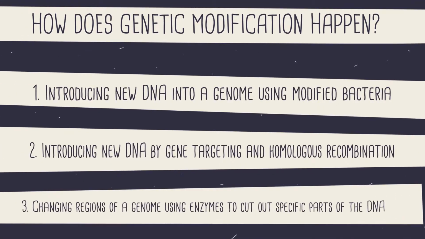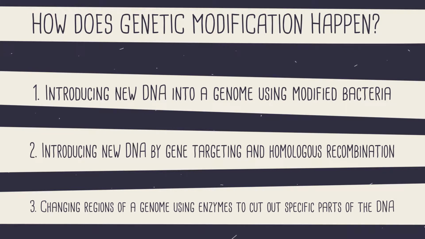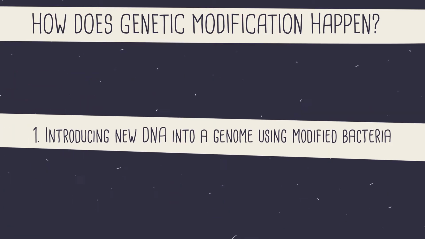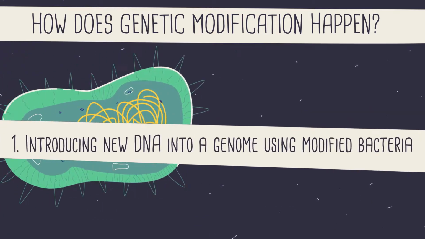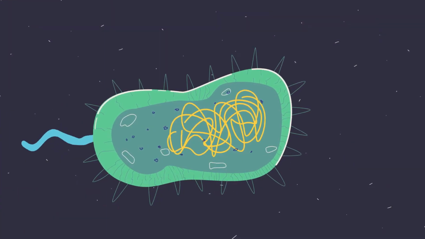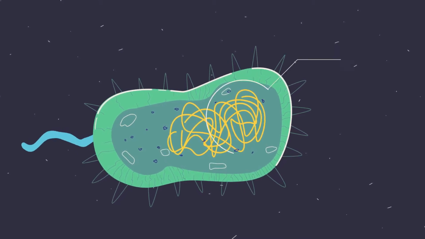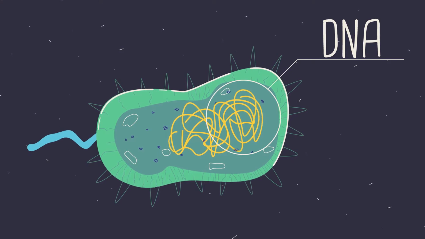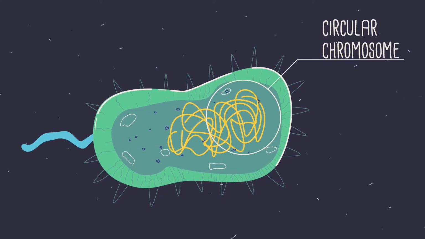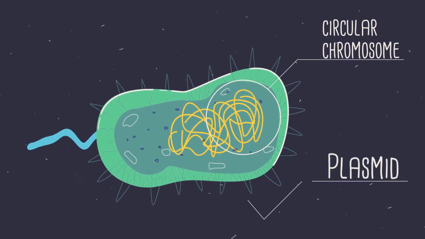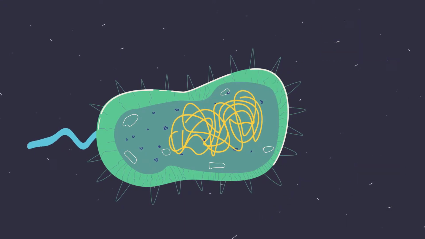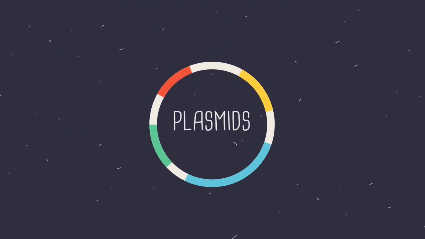The short answer is, there are a couple of different ways. There are several techniques that can be used to modify a genome, but the main one relies on bacteria. Bacteria are single-celled organisms that don't have a nucleus like our cells, but instead have one main circle of DNA called the circular chromosome and lots of tiny circles of DNA called plasmids. In GMOs, it's all about the plasmids.